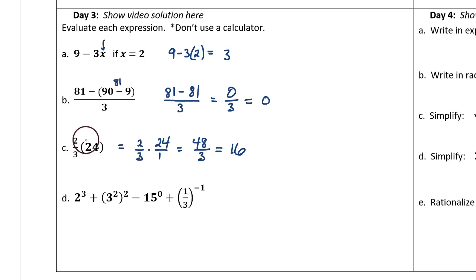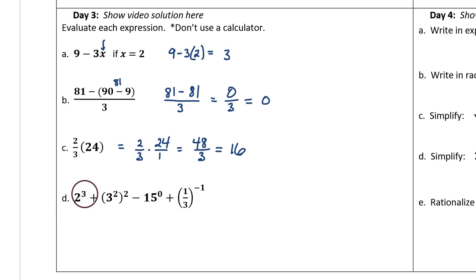It's probably easier just mentally to figure out that 2/3 of 24 is 16. Again, the way you do that is you find what 1/3 of 24 is. 24 divided by 3 is 8. Then to get 2/3, you would times that by 2.